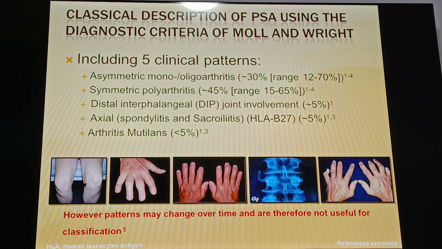However, the patterns may change over time and are therefore not useful for classification. So today you are seeing a case of asymmetric mono or oligoarthritis. In the next 6 months they turn into symmetric polyarthritis, or maybe with axial involvement, or finally arthritis mutilans.